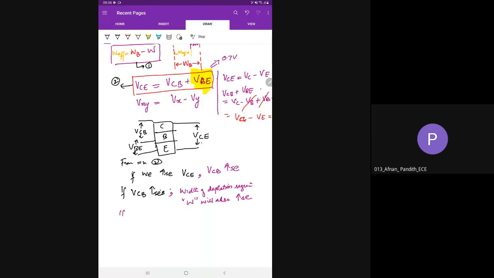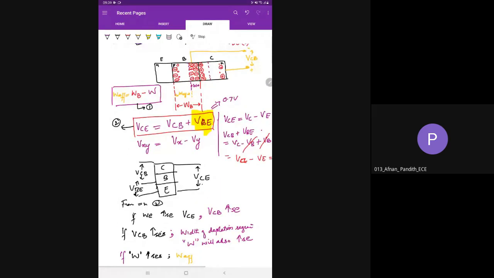Now see, if the width of the depletion region W increases, what will happen then to the effective width? Roll number 76, what will happen to the effective width of the base? It will also increase from the diagram. Please note it down here. If W increases, what will happen to the effective width? Sir, but sir, the emitter base junction is thin here.